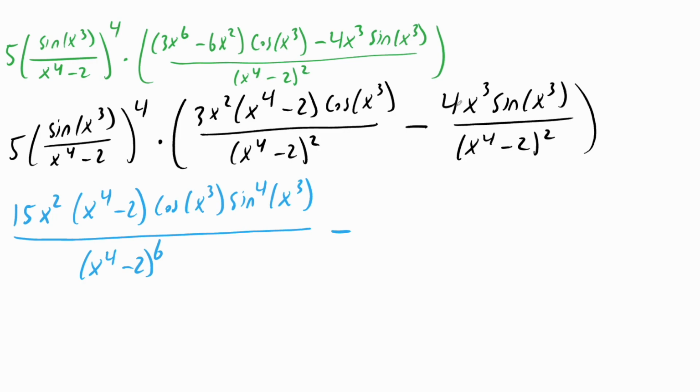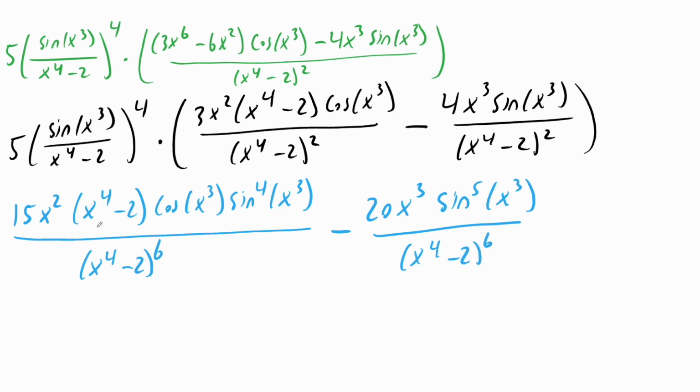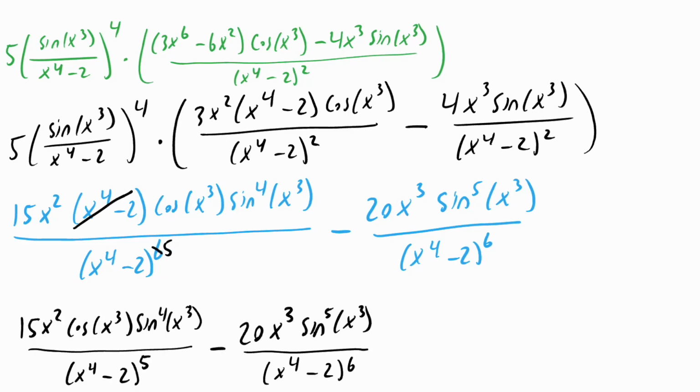Now we're going to do the other piece. So 4 times 5 is 20. We're going to get 20x raised to 3. And then here we have sine x cubed. Here we have sine x cubed. Raise it to 4, so we have 5 of them now. So we can say we have sine raised to 5 of x cubed. Close it. Divided by the same denominator, which is x raised to 4 minus 2. Close it, raised to 6. And now we can clean up a little bit. So this is x raised to 4 minus 2. This is x raised to 4 minus 2 raised to 6. So we can eliminate this one and change this to a 5. And so our final answer will be, and that's all we need to do for this problem.